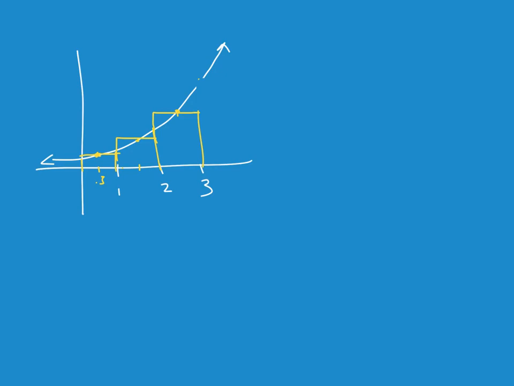So the midpoint sum is a little bit better. You'll notice that I have an overestimate here, but an underestimate here, and it's almost going to cancel each other out. This is a much better estimate than the left and right. So I'll write this out. This is a midpoint Riemann sum.